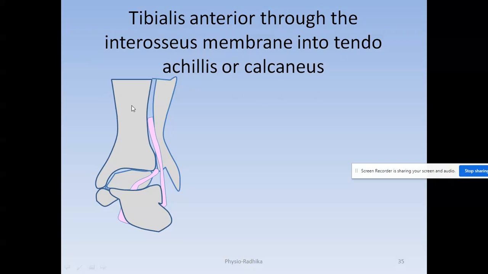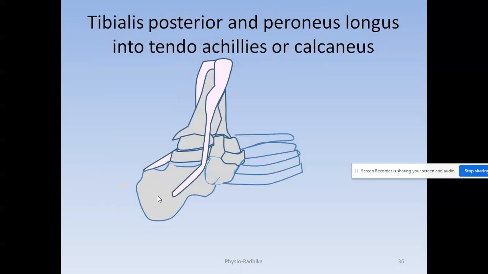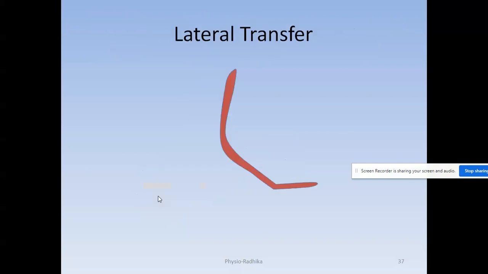But in this technique, the interosseous membrane is torn, a hole is made in order to get the tibialis anterior from the anterior aspect to the posterior aspect. These are the two differences in the type 1 surgery of tibialis anterior to the posterior compartment, and type 2 surgery of tibialis posterior and peroneus longus to the posterior compartment, that is your tendo achilles or calcaneum.